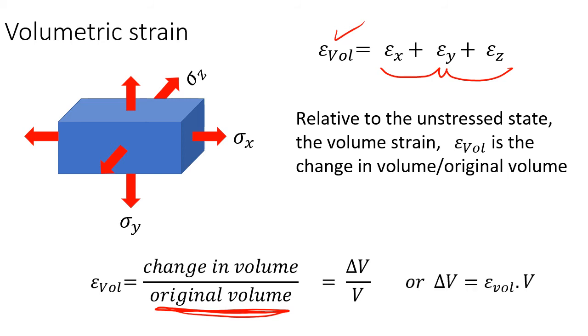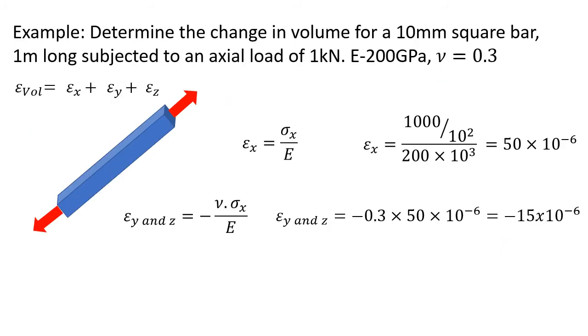So if we had this component, we could work out how much its volume is going to change, and that will be directly related to the stresses in the x, y, and z directions. Here's an example then to work out what the change in volume is of this particular bar. So it's a 10mm square bar and 1m long. So we could easily work out the original volume, and we know that it's got an axial load of a kilonewton. It's made of steel. That shouldn't be a minus on there. That should be equals 200 gigapascals. And again, it's got a Poisson's ratio of 0.3.